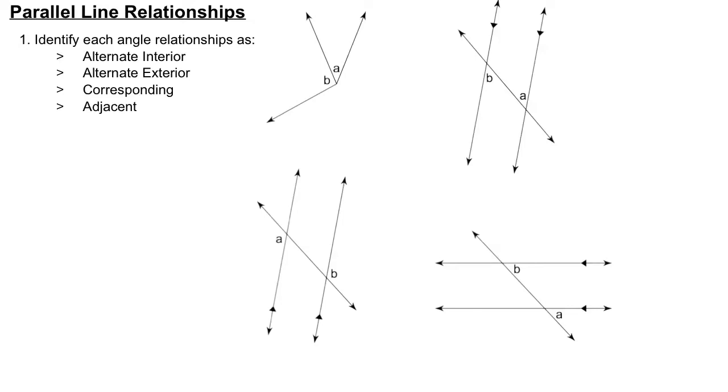In lesson number 4, which is about parallel line relationships, the first part just asks you to identify these different relationships as alternate interior, alternate exterior, corresponding, or adjacent. Okay, so let's just go through them. This is an adjacent relationship, and we know that because they're next to each other, right? So adjacent kind of means next to.